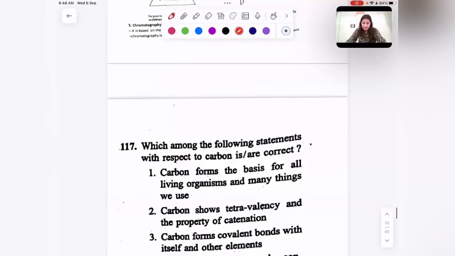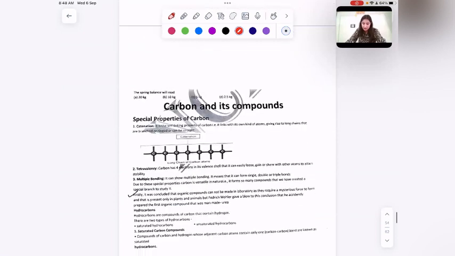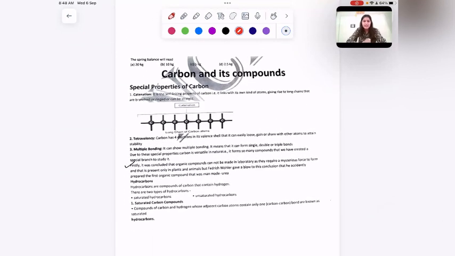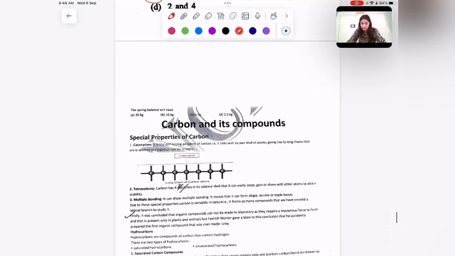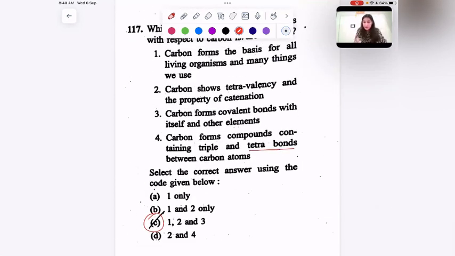Next, some statements about carbon are given. Okay. So this is from notes. Catenation is the property, tetravalency is the property, multiple bonding is the property, right? Carbon can have single bond, double bond, and triple bond. But option 4 states that carbon can form 4 bonds with other carbon. Okay. Right. So this is not possible. Okay. So fourth is incorrect statement. Rest all are true. So option C.